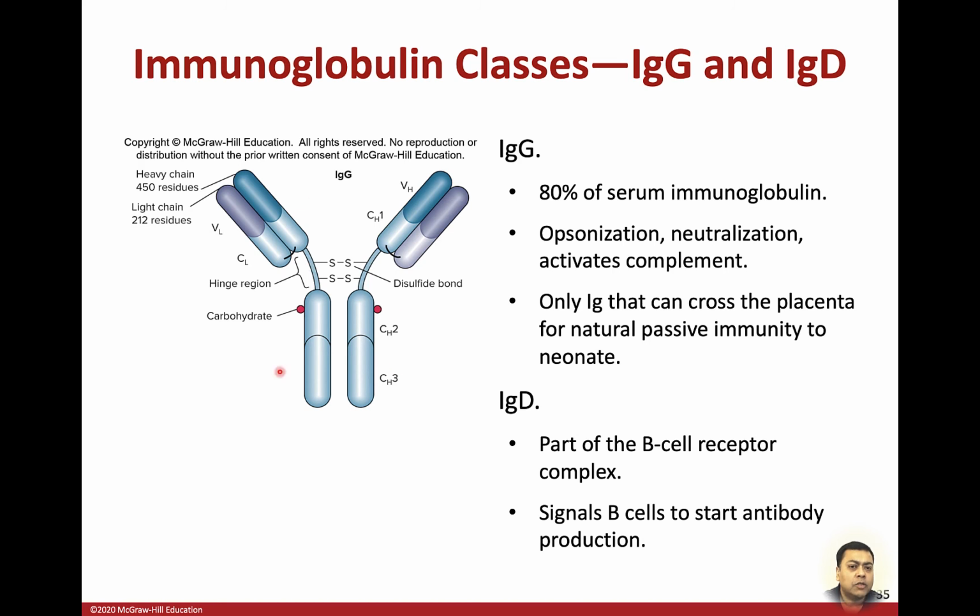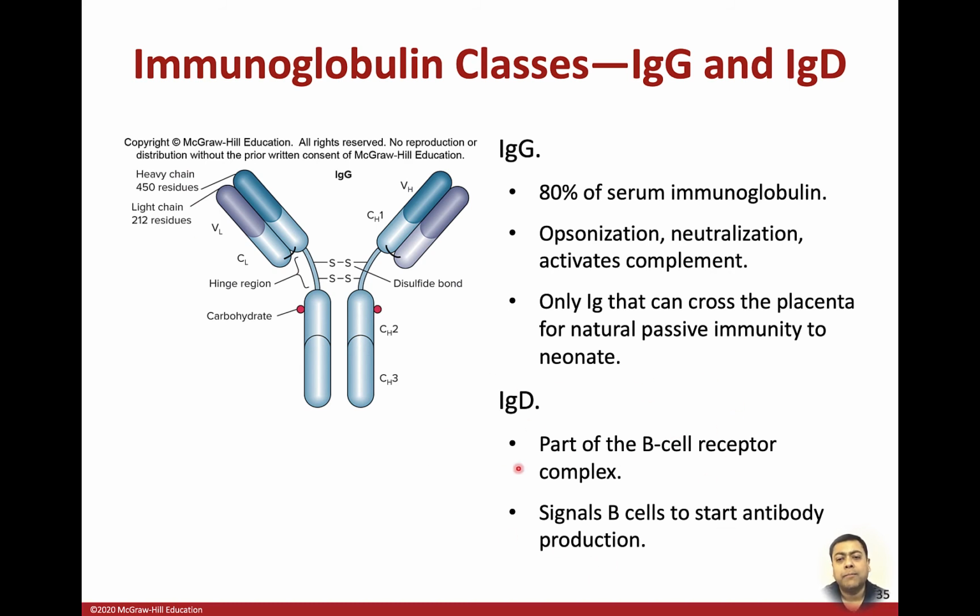Again, this structure we have already seen: the variable light and the constant light chain, then a variable heavy, and all the way down to the constant heavy chain. If you just want to remember, the heavy chain is about 450 residues, so it is pretty large. On the other hand, your light chain is made up of about 212 amino acid residues.